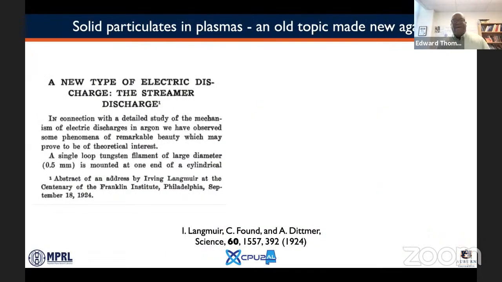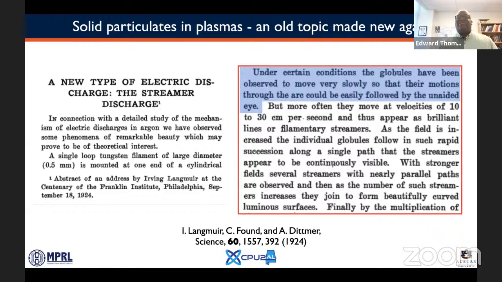Now, it turns out that researchers have been studying this idea of having solid particles or solid particulates in plasmas for a very, very long time. And one of my colleagues actually found a very old paper from 1924 by one of the fathers of plasma physics, Irving Langmuir. And at the beginning of this paper, he talked about under certain conditions, the globules, these little objects, move around very slowly so that their motions can easily be followed by the unaided eye. And as I get to show you images of the kinds of dusty plasmas that we form in the laboratory, that description of globules moving around a plasma from 1924 sounds very much like the kinds of dusty plasmas that we see in the laboratory today. So I think of it as an old topic that we've begun to study again.